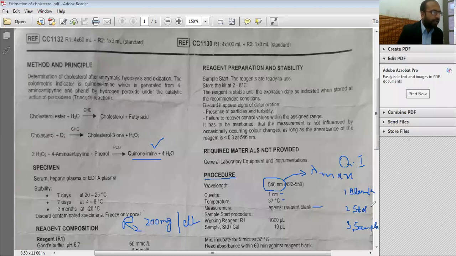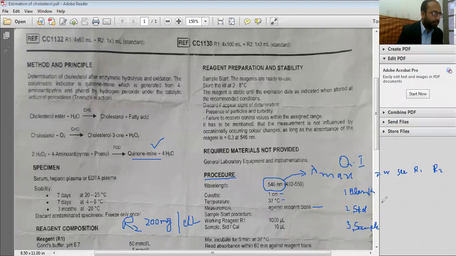Now we are having reagents R1, R2, and serum, and the last one is distilled water. Here we are writing distilled water, then we are having serum, and then we are having R1, and we are having R2. These are the reagents we require, and the third, R2, is the standard.